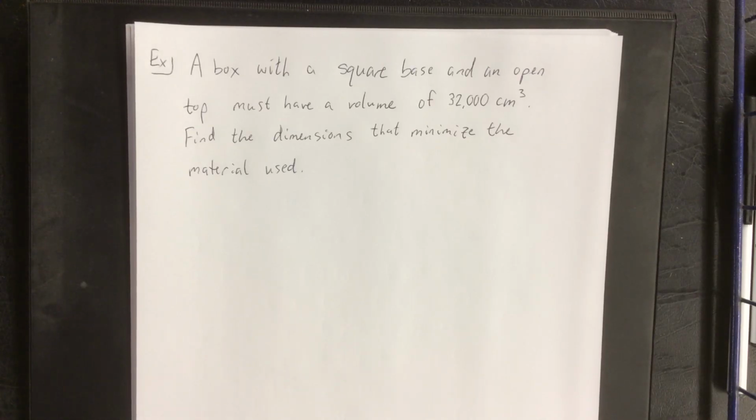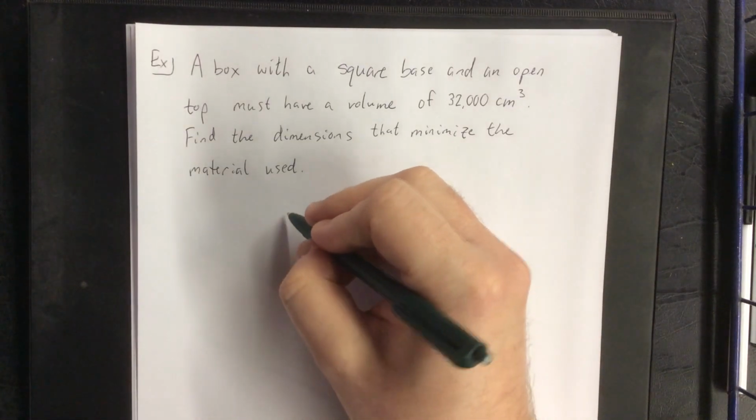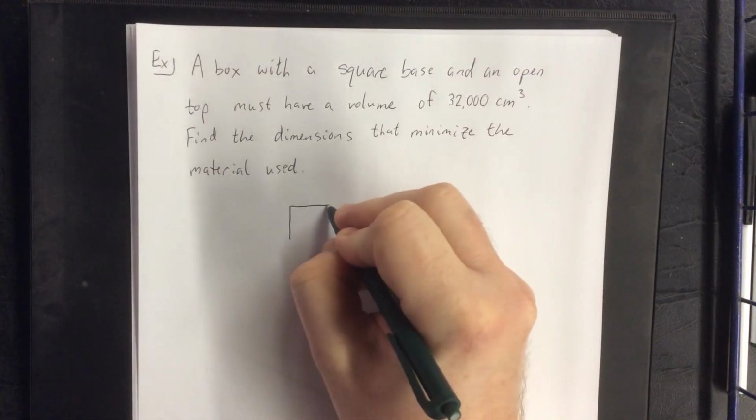So first example of an optimization problem. A box with a square base and an open top must have a volume of 32,000 cubic centimeters. Find the dimensions that will minimize the amount of material used. So first thing I want to do is draw a picture of the situation.